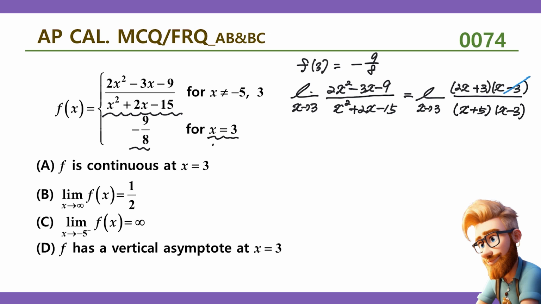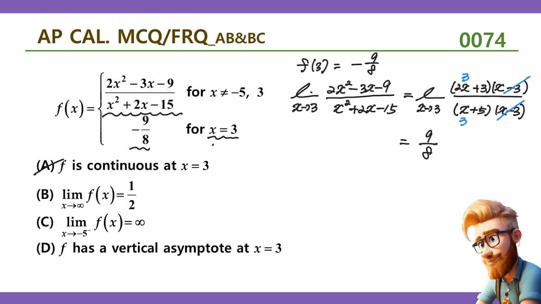So cancel x minus 3 from the numerator and denominator. The limit value is then found by substituting 3 for x. That's going to be 6 plus 3, that's 9, over 3 plus 5, that's 8. So the limit value is actually positive 9 over 8, which is not equal to the function value f of 3. So this is not true. Answer choice A is not true. f is not continuous at x equals 3. So far so good?